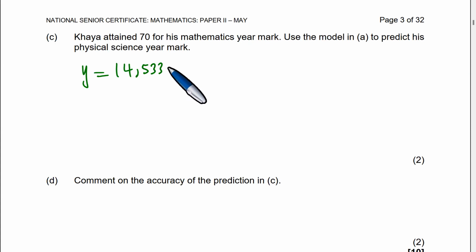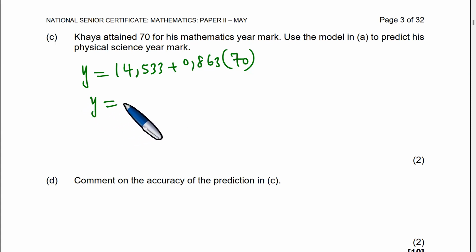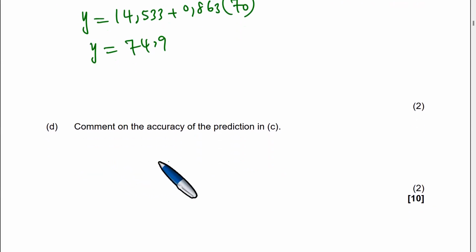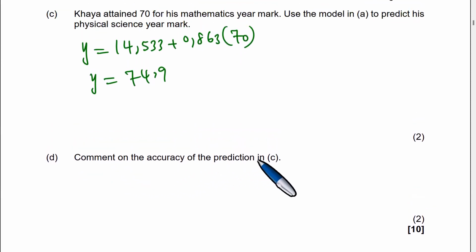14,533 plus 0,863 into 70, because Kaya obtained 70 for his mathematics. What then will his physical science mark be? So it's going to be actually 74,9. So in other words, he's going to get about 74,9% in the physical science year mark. Right, so comment on the accuracy of the prediction in C.